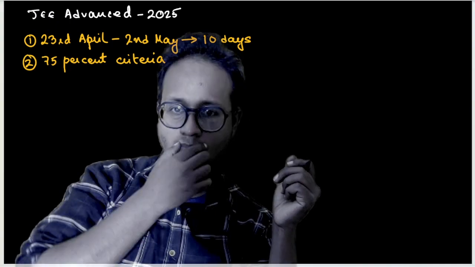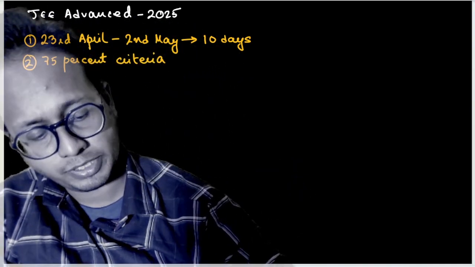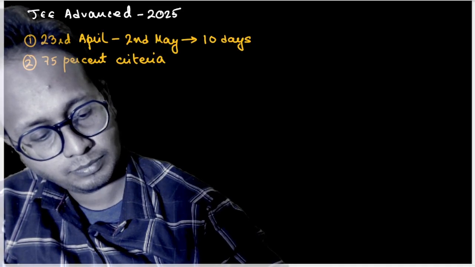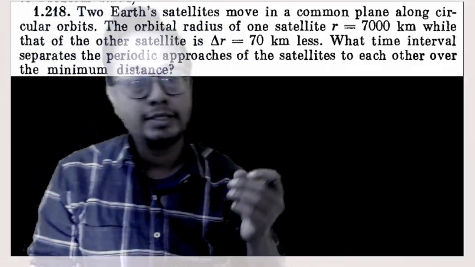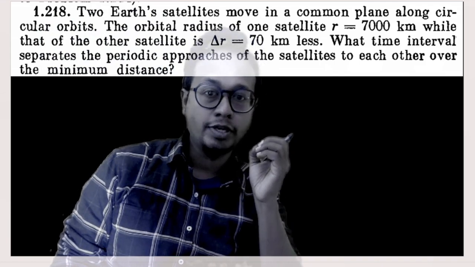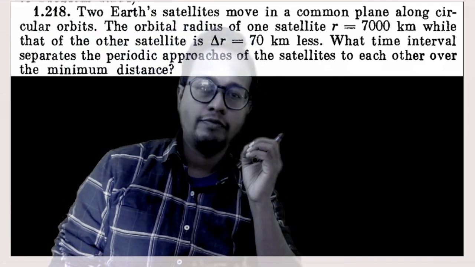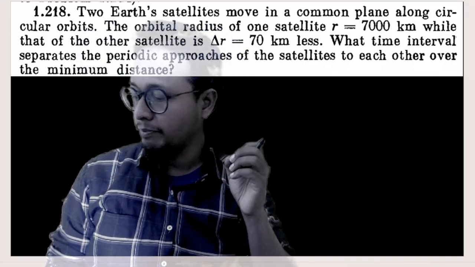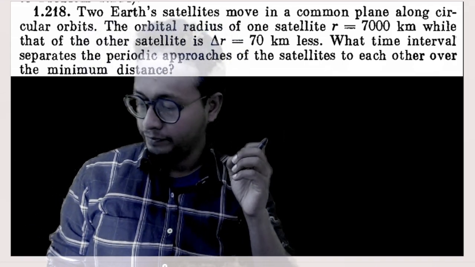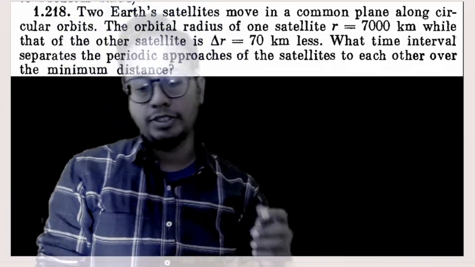So this will be the fourth lecture on the chapter of gravitation. The questions I'm doing from Irodov are very important from the perspective of JEE Advanced. So if you have scored around 98 to 99 percentile in your Mains, just start preparing for this question. Without any further nonsense, let's start with the question.